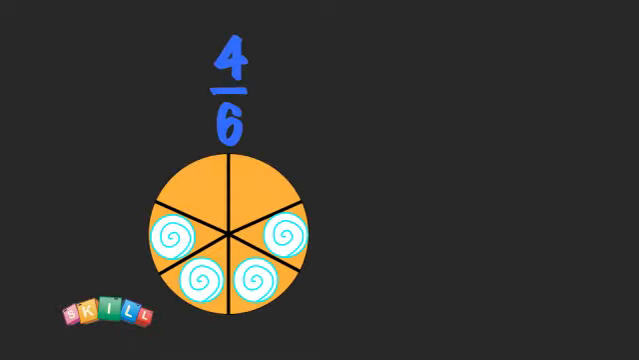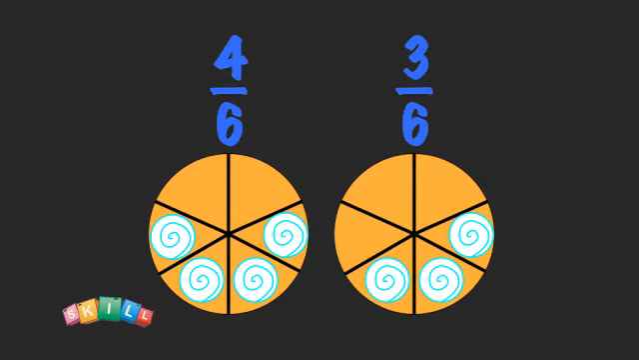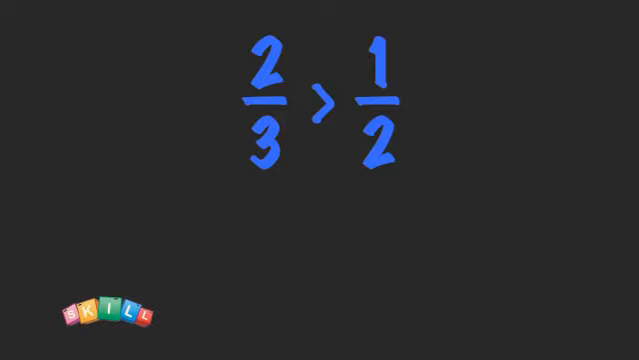Let's compare our pies and our fractions now. One pie has 4/6 covered in whipped cream. The other pie has 3/6 covered. The pie with 4/6 is definitely the greatest, so 2/3 is greater than 1/2. Let's write this out. 2/3 is greater than 1/2.